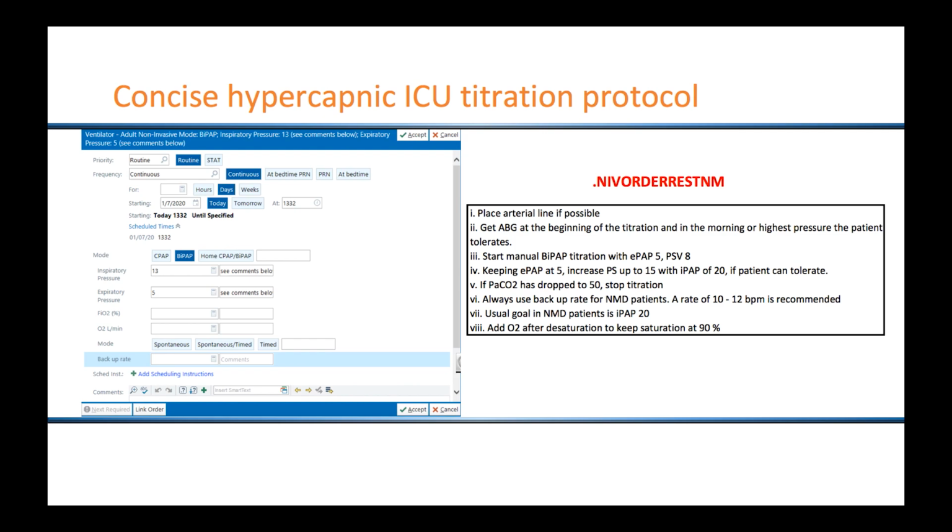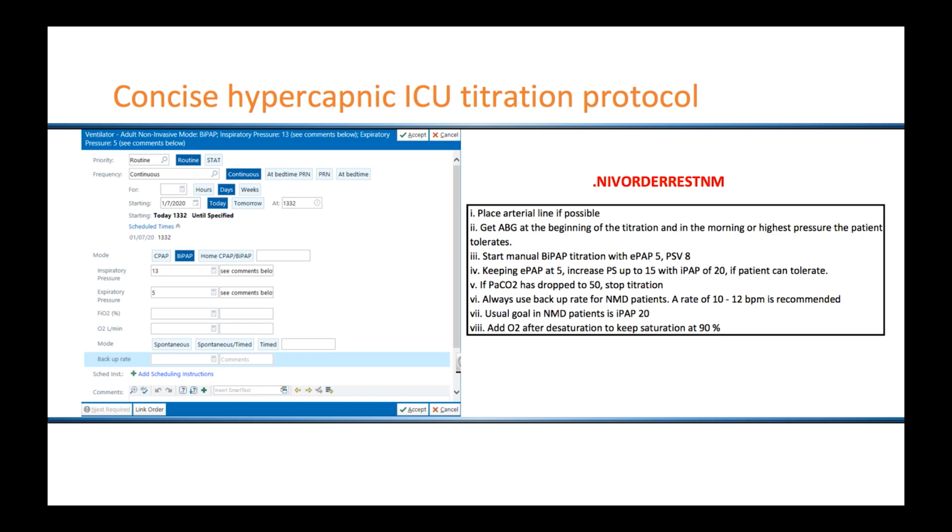In this case, it's a manual titration, and so we start with an EPAP of 5 and a pressure support of 8. When you add the pressure support of 8 to 5, you get 13, and that's why you have an inspiratory pressure of 13 on the left and an expiratory pressure of 5 to begin with. So this is a manual titration, and the respiratory therapist will increase the pressure until the patient can no longer tolerate it. The pressure support only goes up by 15 or up to 15.